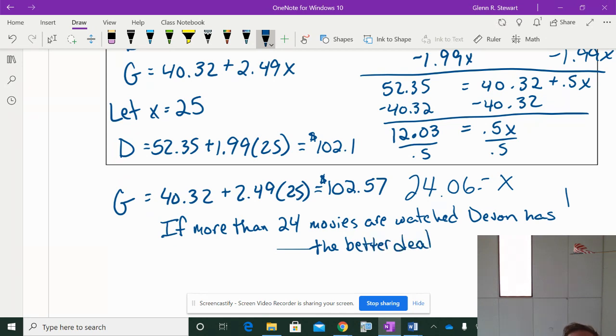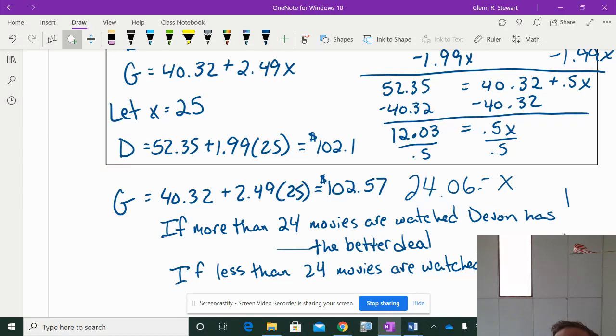So if he has the better deal if more than 24 movies are watched, then if less than 24 movies are watched, Gail has the better deal.